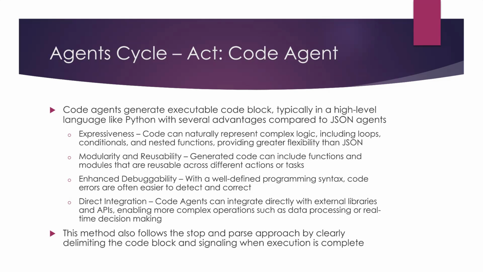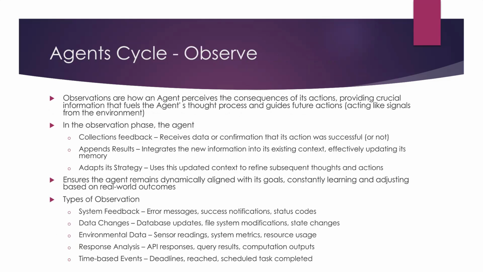And then lastly, direct integration. Code agents can integrate directly with external libraries and APIs, enabling more complex operations such as data processing or real-time decision making. This method also follows the stop and parse approach by clearly delimiting the code block and signaling when execution is complete. Observations are how an agent perceives the consequences of its actions, providing crucial information that fuels the agent's thought process and guides future actions, aka acting like signals from the environment.